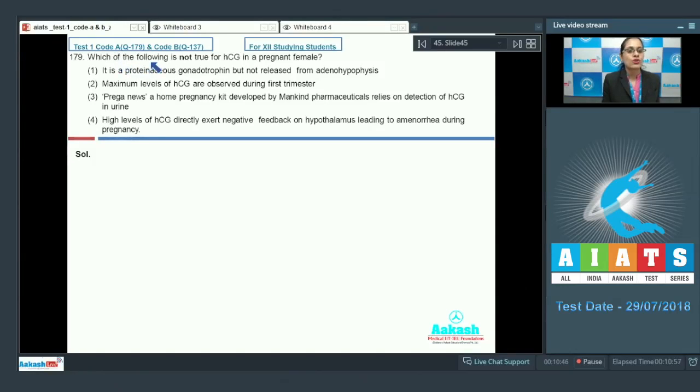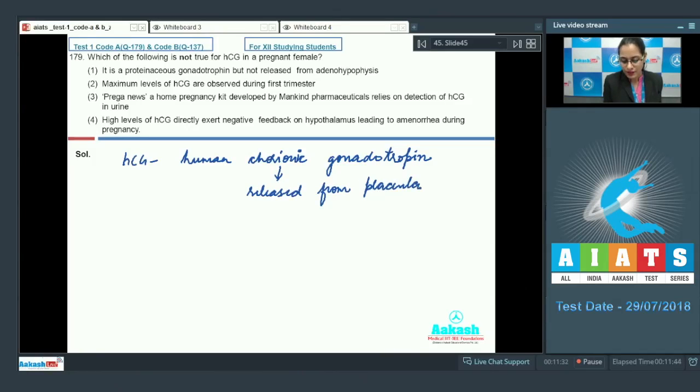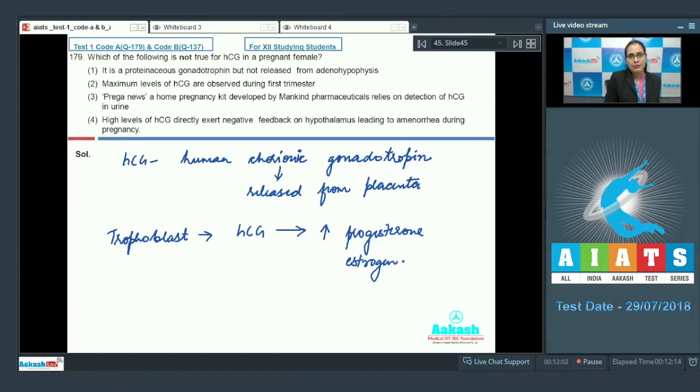Question number 179. Which of the following is not true for HCG in a pregnant female? We have already discussed what is HCG. HCG stands for human chorionic gonadotropin. Human chorionic gonadotropin. And this is released from placenta. Initially, in the initial trimesters, it is the trophoblast cells which will release HCG, and this HCG will maintain high levels of progesterone and estrogen. Later on, when the placenta gets established, this function of trophoblast to release HCG is taken up by placenta. So later on, placenta releases HCG.